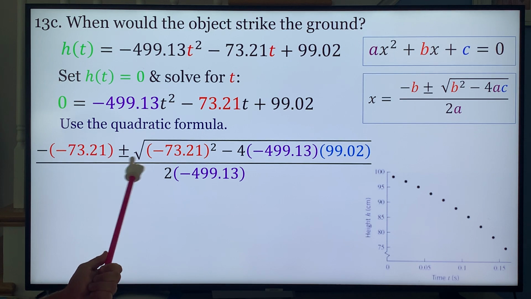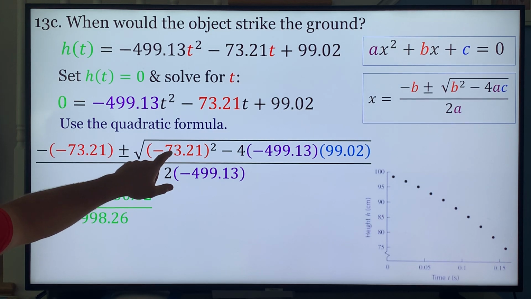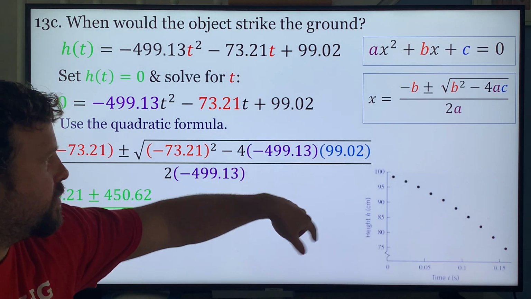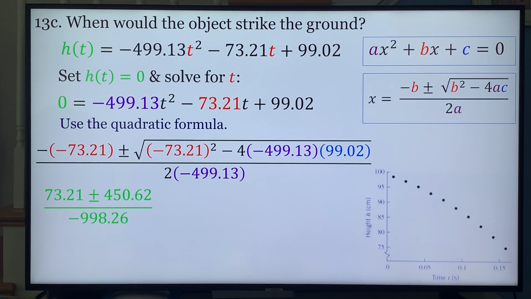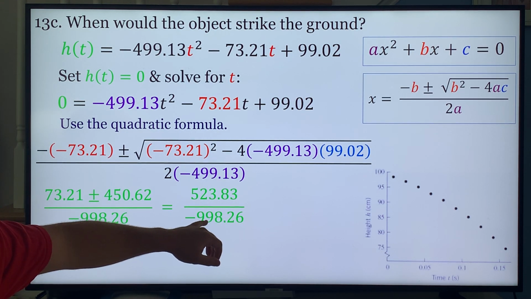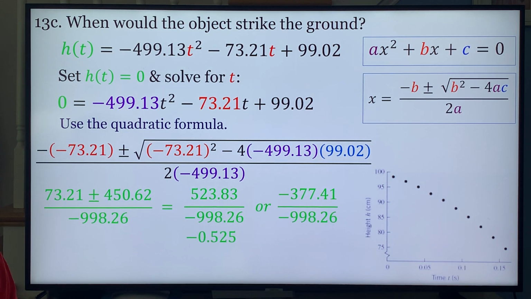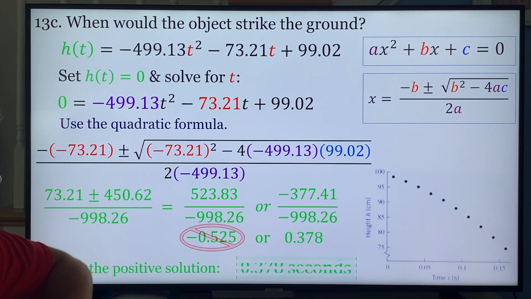Negative b plus or minus the square root of b squared minus 4ac. So it's 73.21. Make sure this is in parentheses. When you square it, make sure the whole thing is in parentheses under the radical, and you should get 450.62. So you add the 2 and you subtract the 2. When you add the 2, you get 523.83 divided by 2 times a. When you subtract, your two answers are negative 5.25 seconds and 0.37 seconds. Which one do you think is a better answer? Choose a positive solution. Negative is bad, so 0.37.